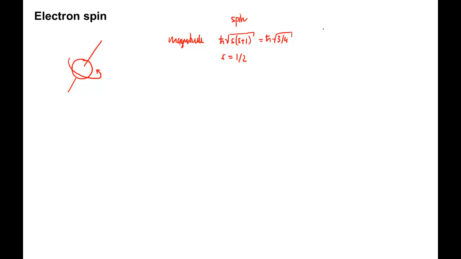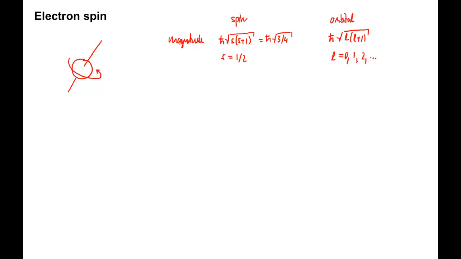This is unlike the orbital angular momentum of the electron in a hydrogenic atom, which can have varying magnitudes, which are h bar times the square root of L times L plus 1, where L can vary and assume values from 0, 1, 2, and so on.